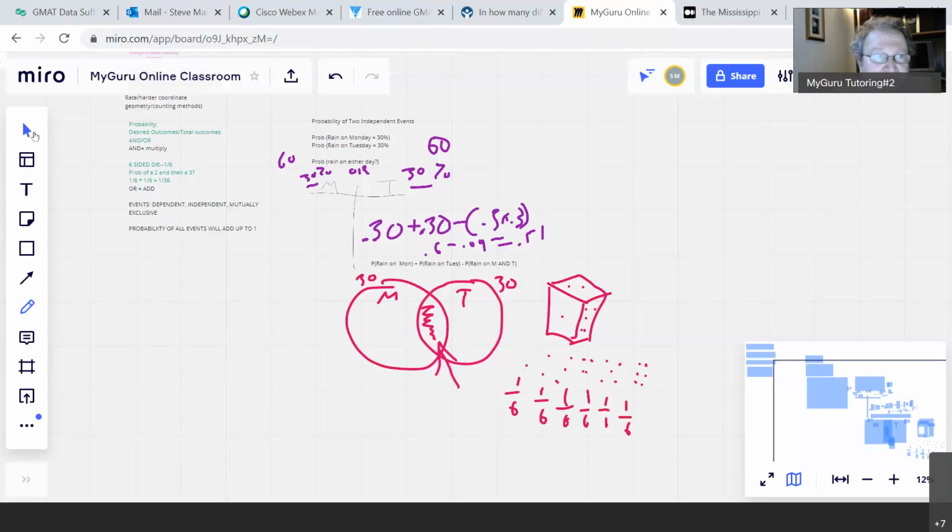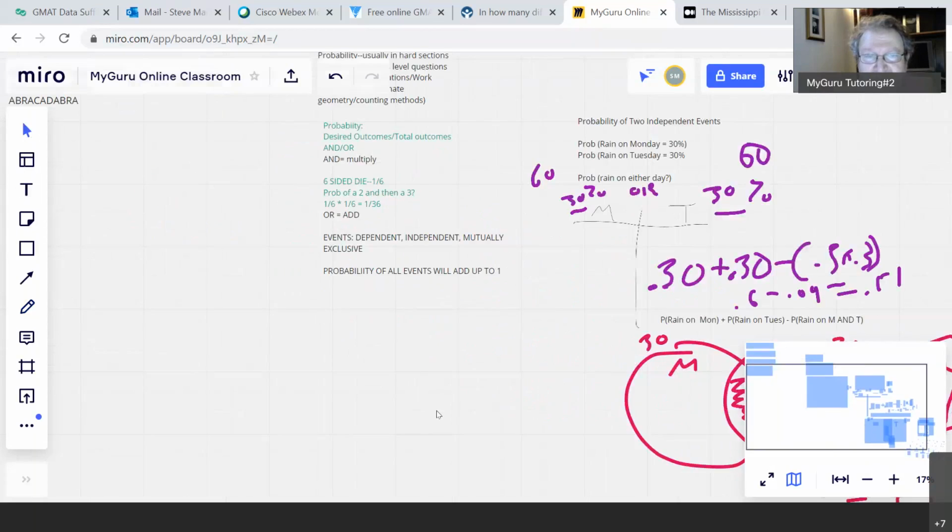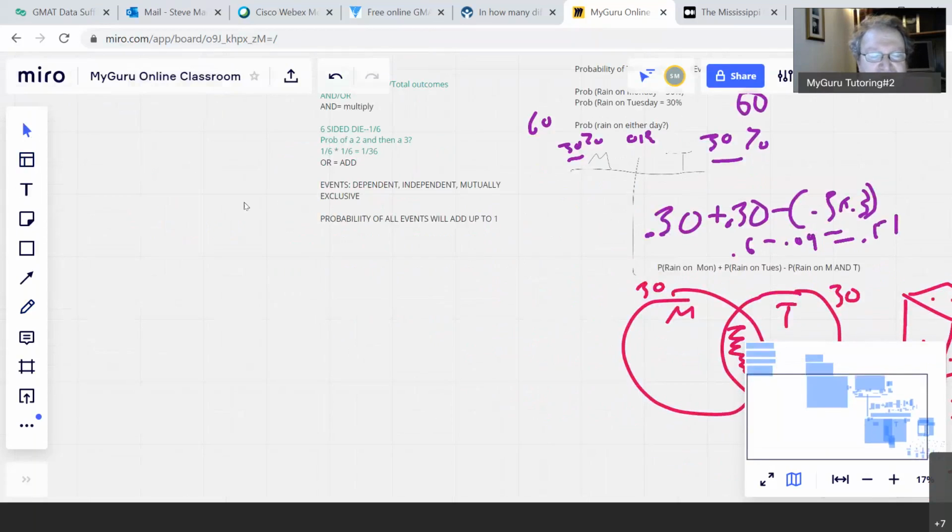All right. Let's go to another type of probability. This is where we're talking about replacement and no replacement. Have you guys come across this sort of thing?